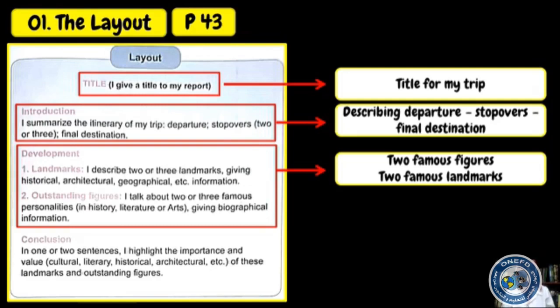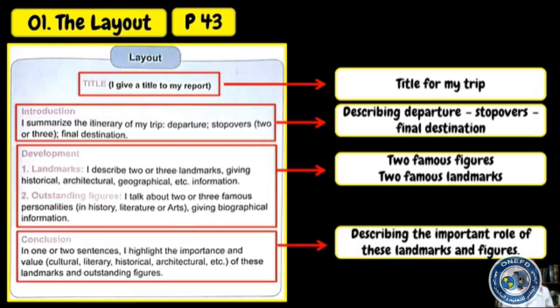Now in the conclusion, in 1 or 2 sentences, I highlight the importance and value, cultural, literary, historical, architectural, etc. of these landmarks and outstanding figures. It means, in brief, we are going to describe the important role of these landmarks and figures we have seen during our trip. So this is just a summary of what we are going to write about in our report.